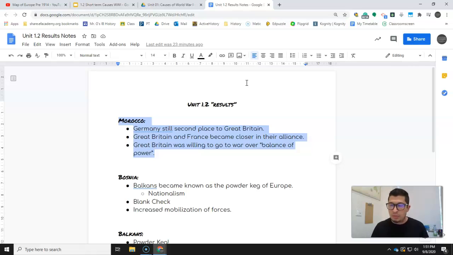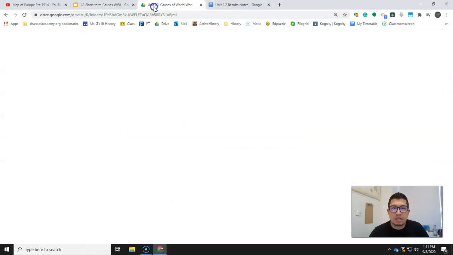They know, the Germans know that they cannot beat Britain in a war because of its naval superiority and its access to seemingly unlimited natural resources, right? We also learned that Britain and France become closer as an alliance with one another, okay? Britain is willing to go to war to protect France, to protect itself, really, to protect that balance of power in Europe. All right, and that's what this says. Okay, let's go back to the PowerPoint.